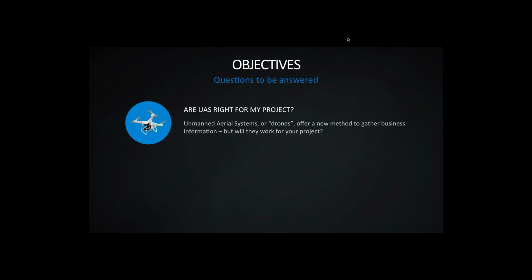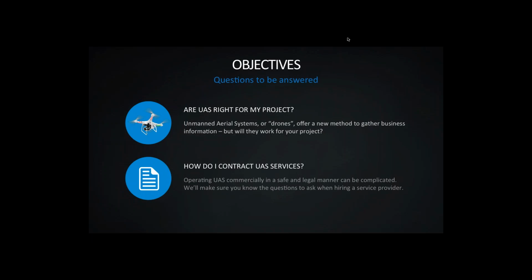But two of the primary objectives are deciding: are unmanned systems right for your project? Are they the right tools? When, and if so, how and why? And how do you contract out for UAS services? Because right now there's a limited number of providers that can operate in the national airspace under the guidelines of the FAA and state aviation.